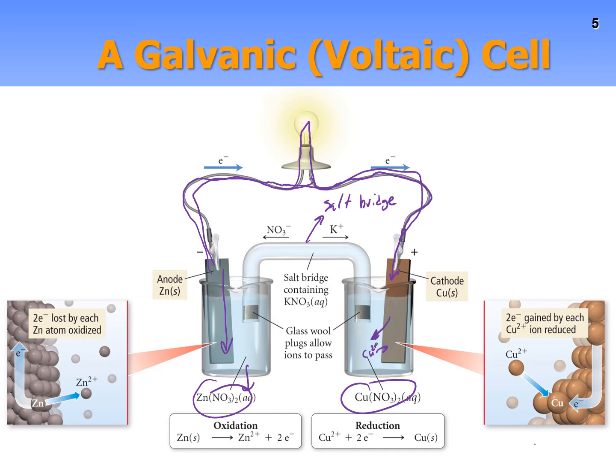At the same time, the electrons that left this bar, that happened every time a zinc solid went to zinc 2 plus and dissolved. So basically, as this whole thing works out, this metal bar is going to get smaller because the zinc is dissolving. And in this solution, we're going to see precipitate forming.